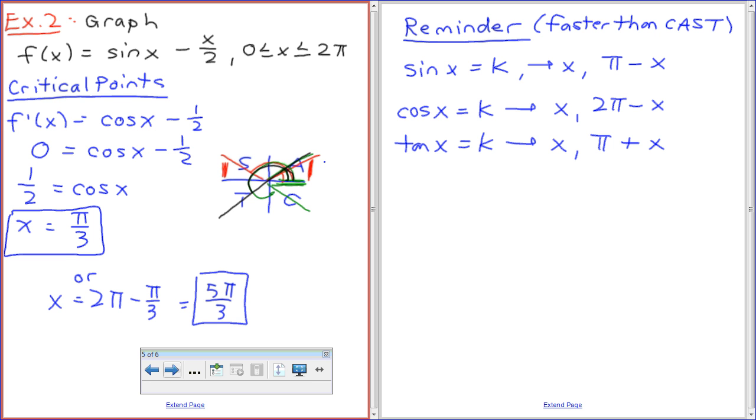That's just a fast way to do CAST. If you don't like CAST for finding solutions, that's the faster way to do it. If you want to use CAST, just ignore what I wrote on the board and use CAST. If you want to use the fast way, you may use the fast way.